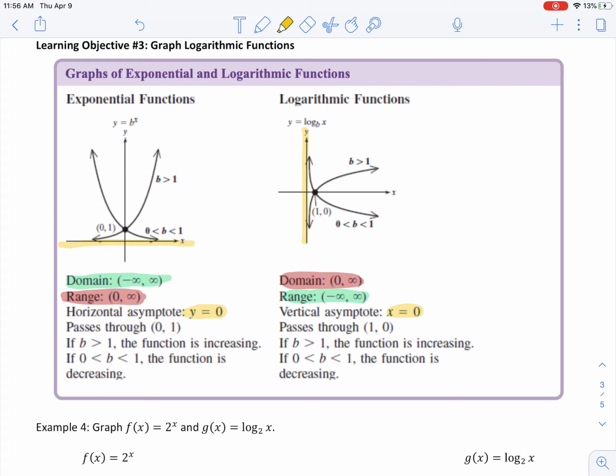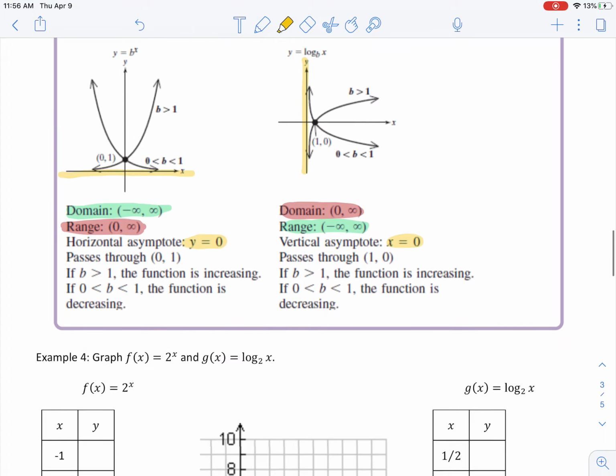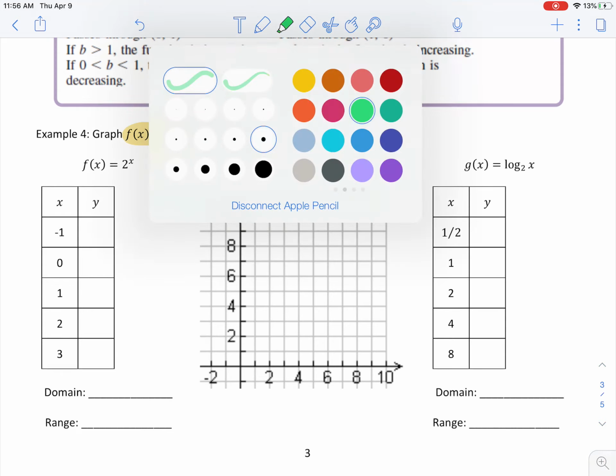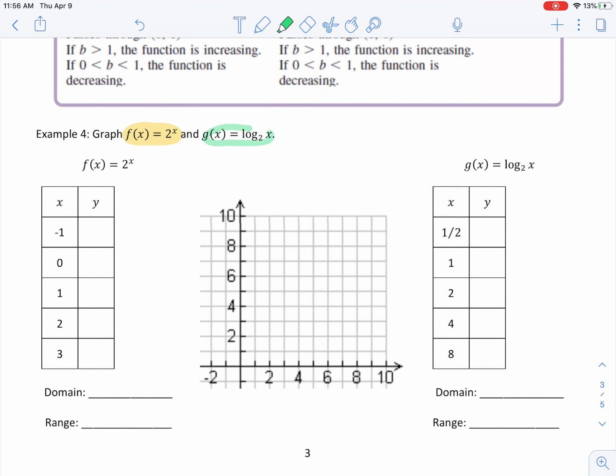But you know what? Let's actually get to graphing one of each on a single graph so that we can see they are inverses of each other, okay? Now, I picked two functions for you. f of x is 2 to the x power. That's an exponential function, right? And the other one is g of x equals log base 2 of x. So we're going to graph these two on a single graph, and we'll identify the domain and range, okay?